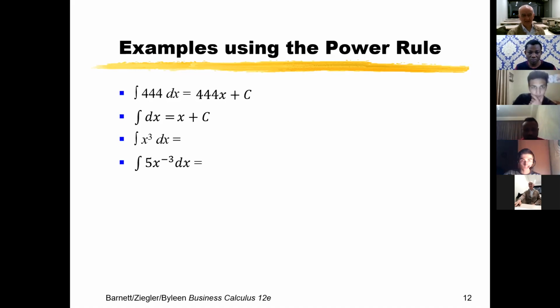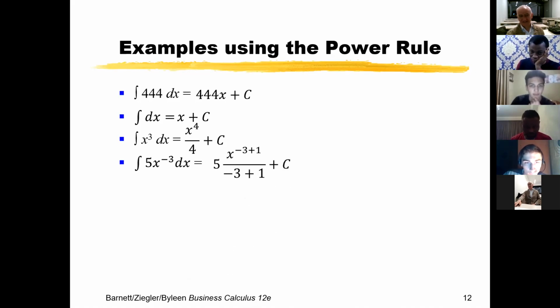What is next? X to power 4 divided by 4 plus c. And last, we need just to add -3 plus 1.